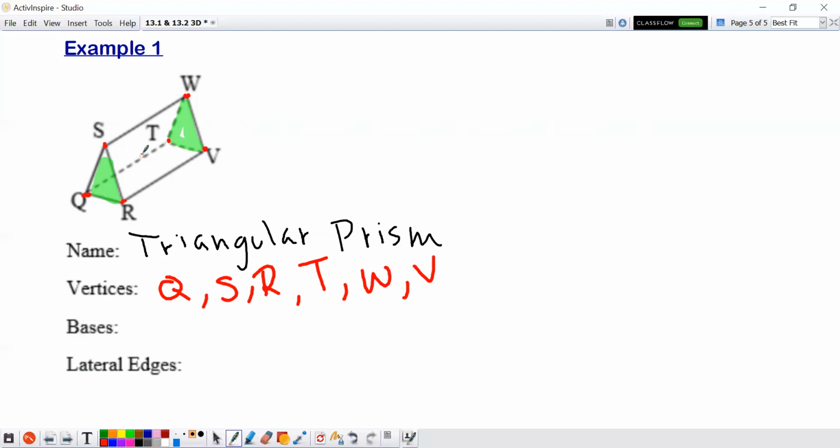Bases, I just told you guys, those were the green faces of the shape that I highlighted. So I'm going to use all the letters on the base to name that base. So my first base is triangle QRS. That's one base, and then my second base is this back one right here, TVW. So triangle TVW.